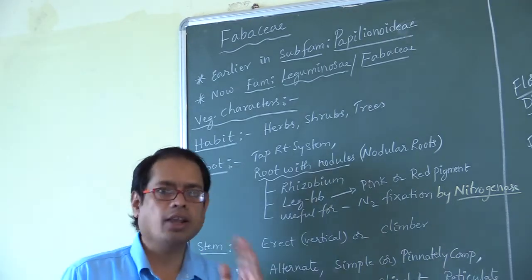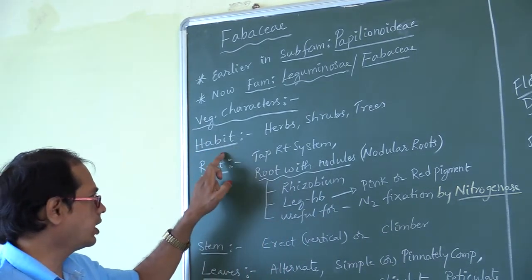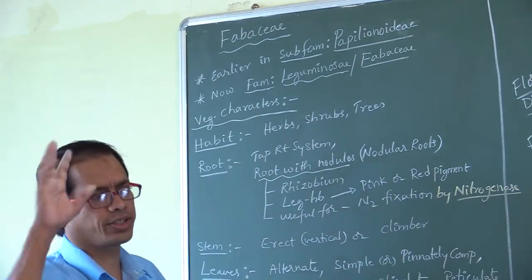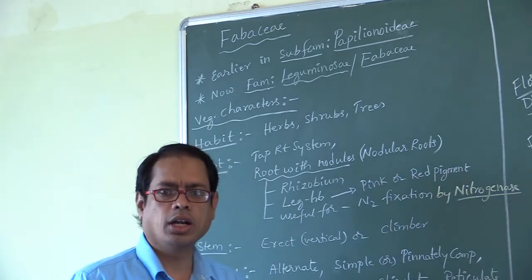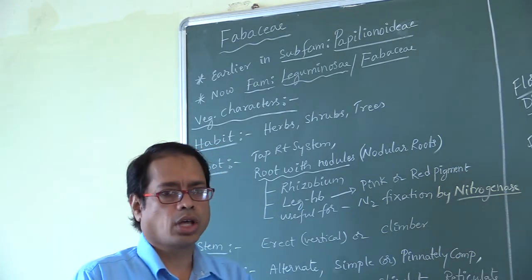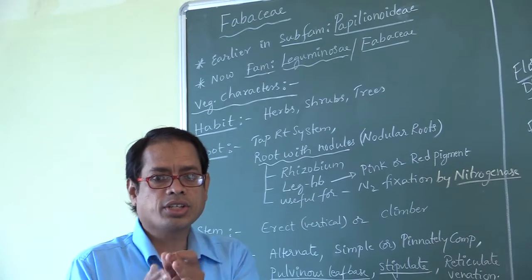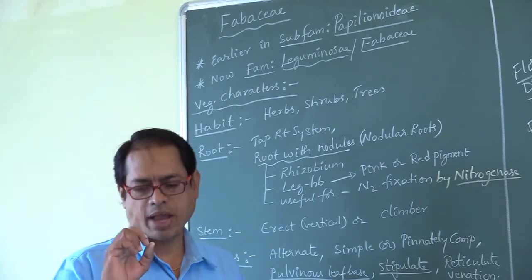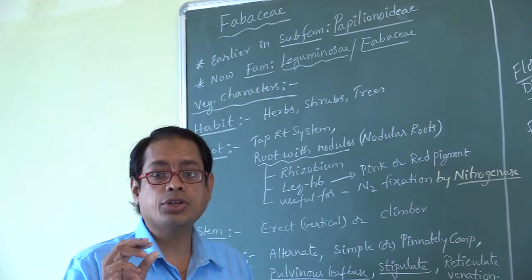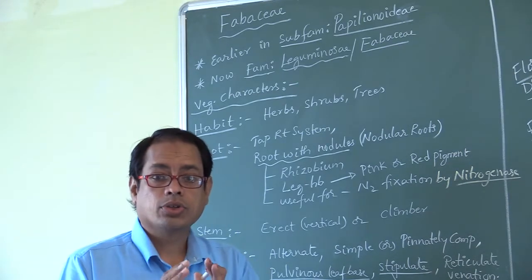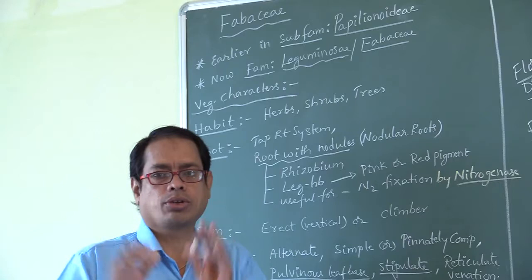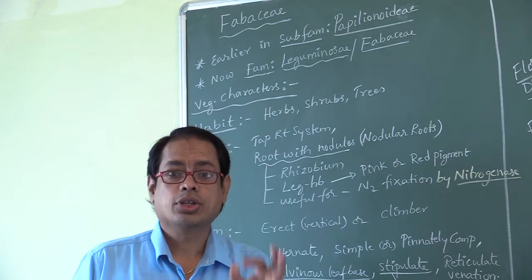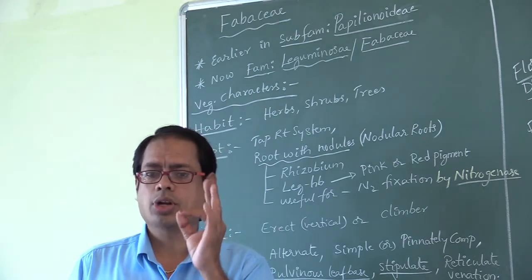As it is a dicot, what type of root system do you find? Taproot system. Is this taproot modified? Yes. This taproot modification is called nodular roots. The root system with nodules is called nodular roots. Found in which family? Fabaceae. Some plants of Fabaceae show nodular roots, some plants do not. All Fabaceae members show nodular roots. False. Some plants of Fabaceae show nodular roots. True.